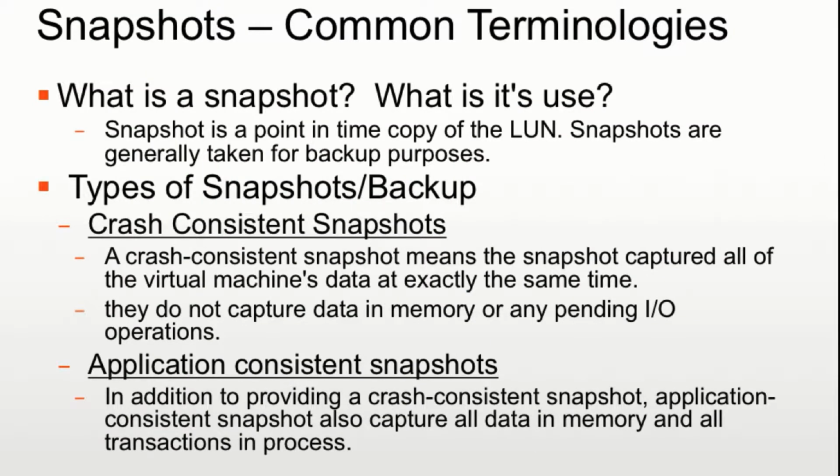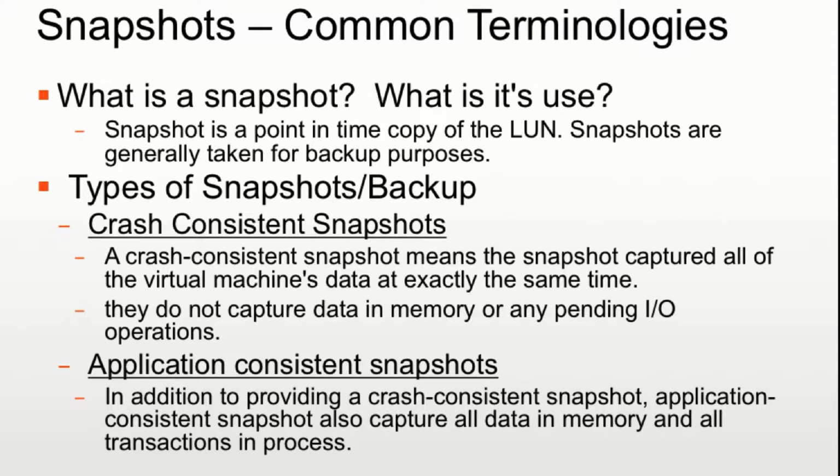So what is a snapshot? A snapshot is a point-in-time copy of a LUN. Snapshots are generally taken for backup purposes. There are two types of snapshots: crash consistent snapshots and application consistent snapshots. What is the difference between the two? A crash consistent snapshot means the snapshot captured all of the virtual machine's data at exactly the same time. It doesn't take into consideration your data in memory or any pending IO operations.